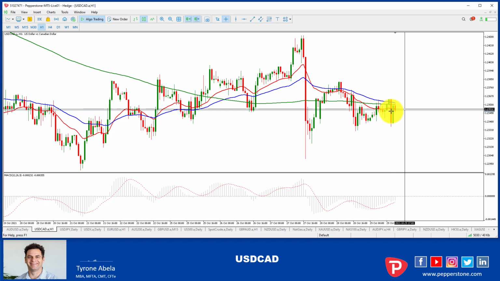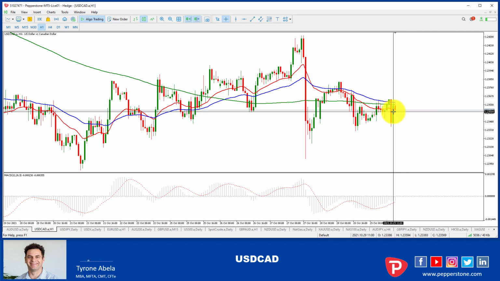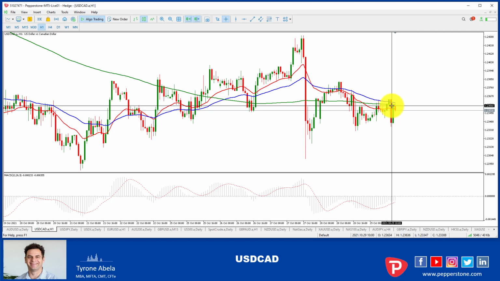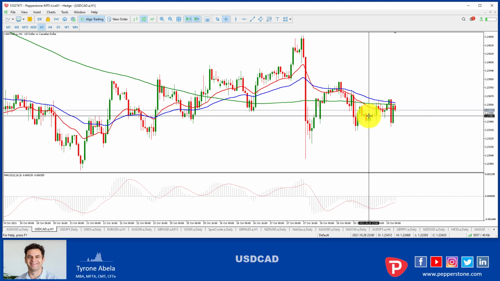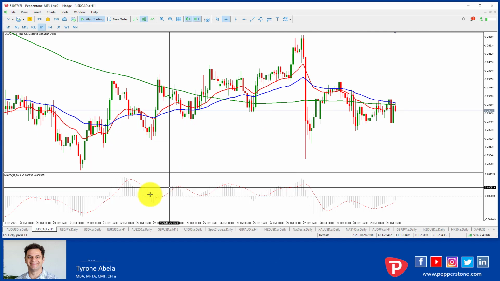But I think it's going to probably consolidate around the 123 and maybe start to push up. That's probably my gut feel. But I would take both trades either side. Whichever one breaks out is the one I'll be looking at taking.